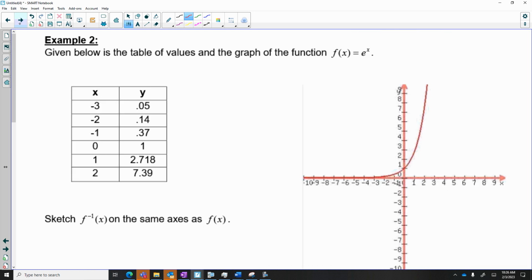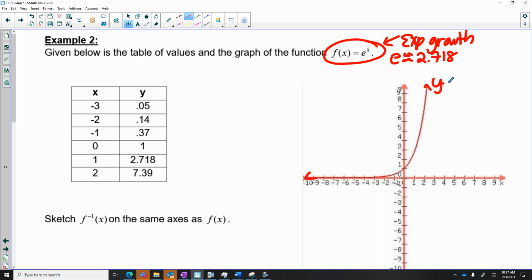Now, let's go to another example. Look at example 2. So now we have a different base, okay? This is going to be called base e. You guys know base e because we did it in the last unit. So this is still exponential growth because remember e is about 2.718, which is an irrational number. So here's my original graph, y equals e to the x. All right, now here's my original graph table, and these are the coordinates. So now it says sketch the inverse f negative 1 of x on the same axes as f of x.